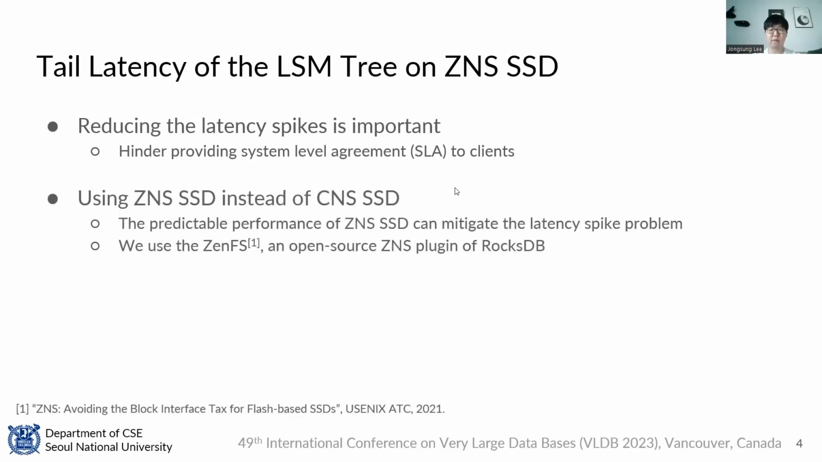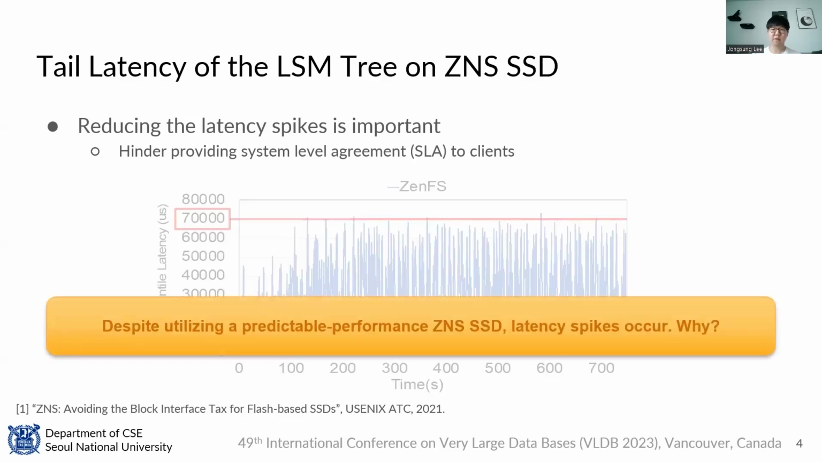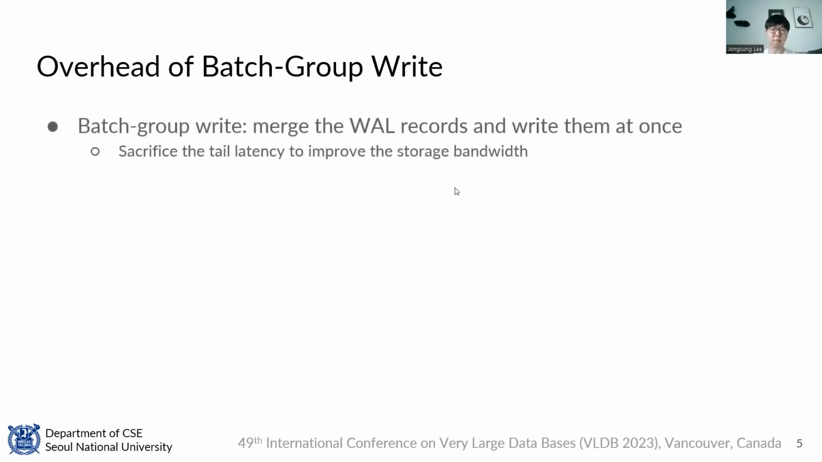We evaluate ZenFS, the open-source ZNS plugin for RocksDB, and plotted the 99th percentile latency in each 1-second time slot. Here is the result. As a result of analysis, the 99th percentile latency heavily fluctuates and reaches almost 70 milliseconds, which is 3.5 times longer than the minimum 99th percentile latency. Despite utilizing a predictable performance ZNS SSD, latency spike still occurs.